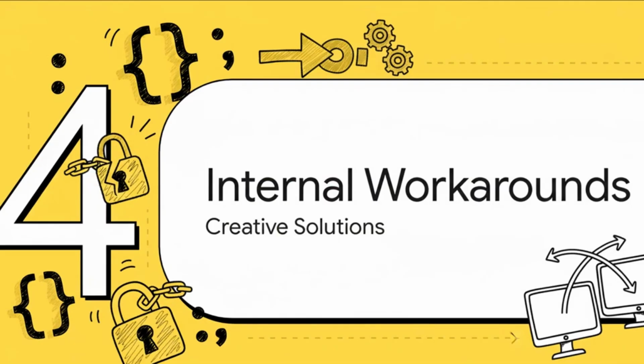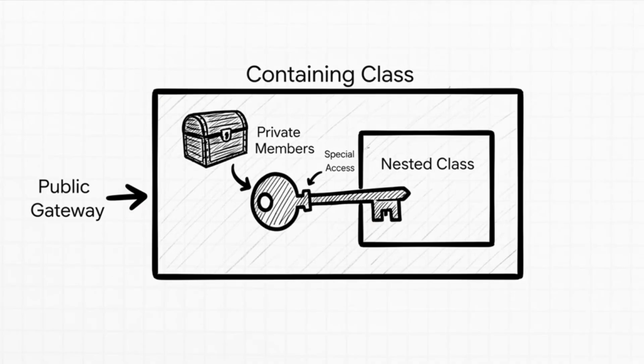Okay, let's switch gears. What if you actually do have control over the original class? In that case, you don't need to break in from the outside. You can just build a secret passage from the inside. There are a couple of really clever design patterns for this. First up is the nested class. There's this really cool rule in C# that says a nested class gets full access to all the members of its parent class, even the private ones.